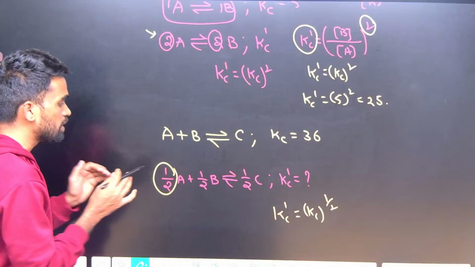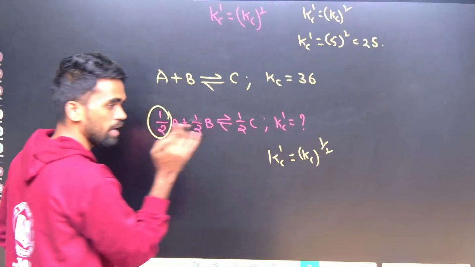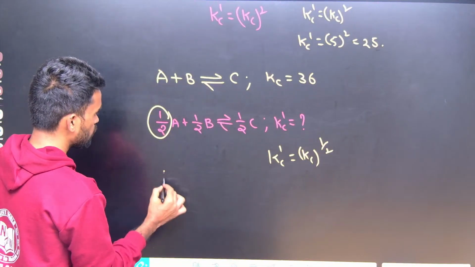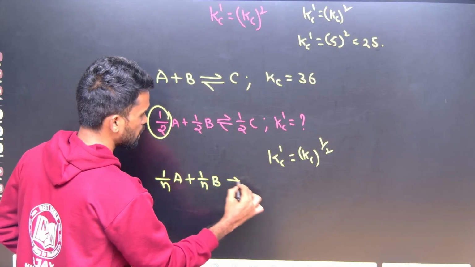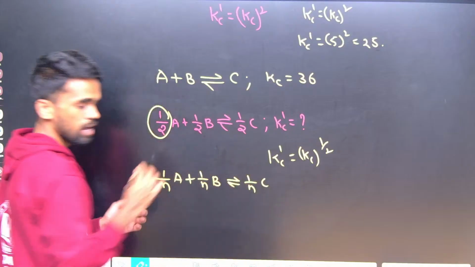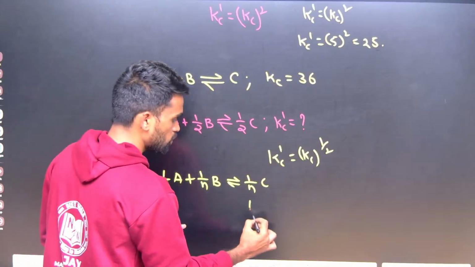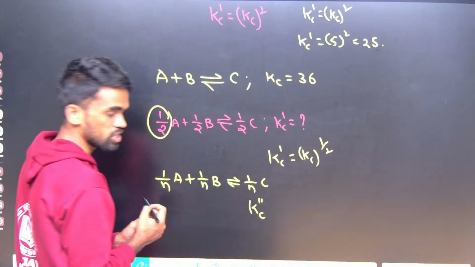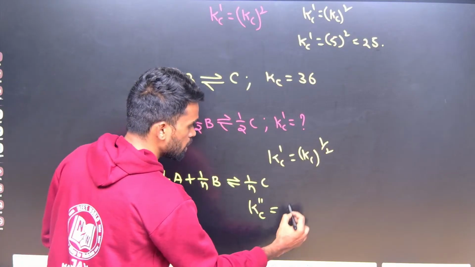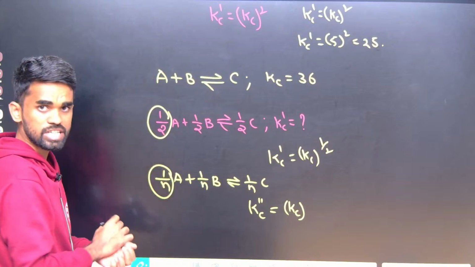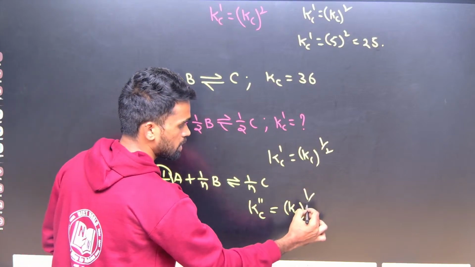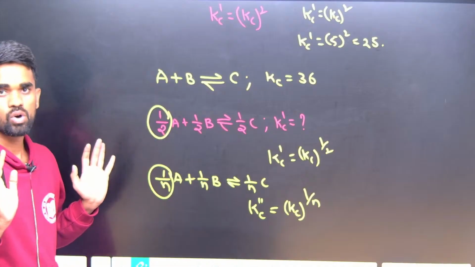Okay, so if I divide that equation by some n, for example I am taking 1/n of A plus 1/n of B giving rise to 1/n of C, I am writing like this. Now the equilibrium constant for this particular reaction, Kc double dash, is equal to Kc to the power of whatever number you have taken here as the stoichiometric coefficient. Take that as a power. Okay, that's it. Hope this is clear.